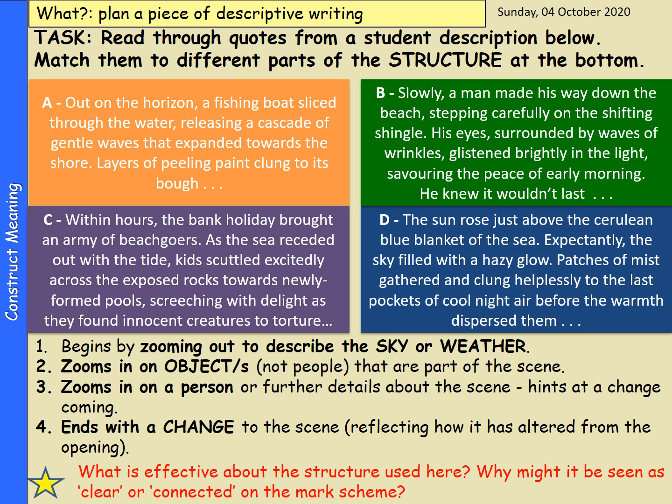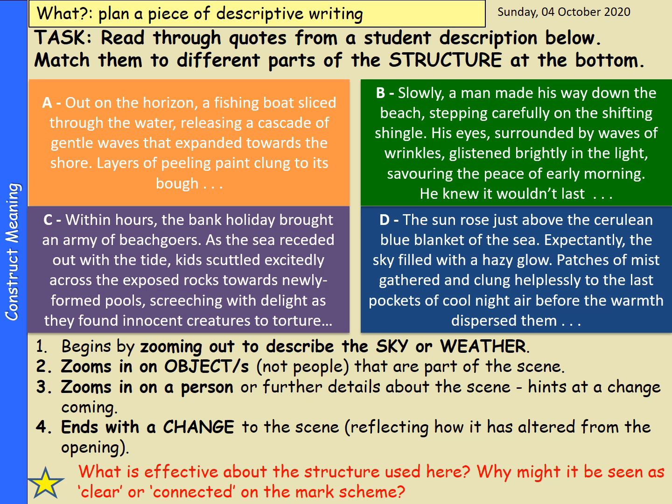And let's see, does it hint at change? Well, it's got this short sentence here before, you know, whatever happens next. He knew it wouldn't last. So it's peaceful, it's lovely and beautiful, this sunrise at the beach or at the seaside, but he knows it wouldn't last. So that may give some foreshadowing that something's about to happen eventually in the scene.